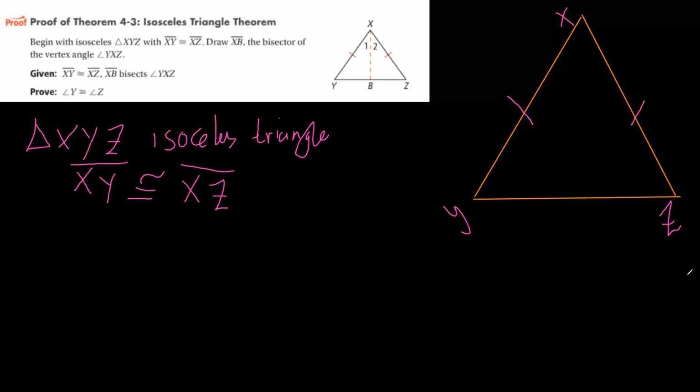Now, I want to prove that angle Y is congruent with angle Z. Let's draw a bisector that starts from X and cuts YZ at B. Is it clear now? Yes, teacher. Okay.